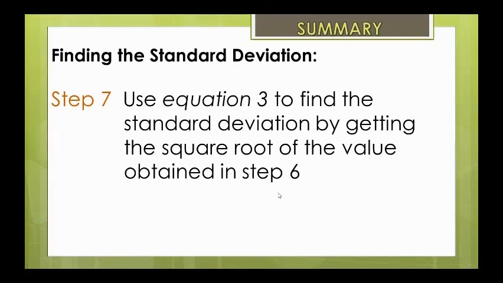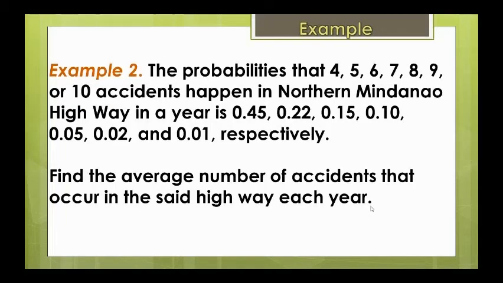Now, in finding the standard deviation, this is the step 7, use the equation number 3 to find the standard deviation by getting the square root of the value obtained in step 6. Now, let's have the example number 2.